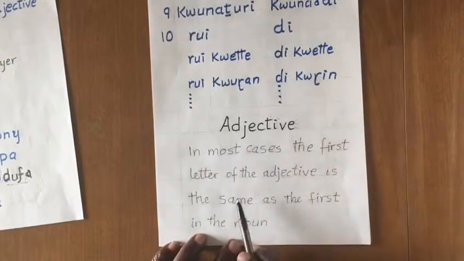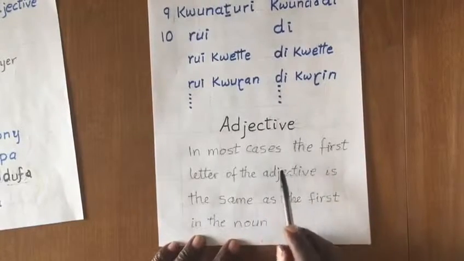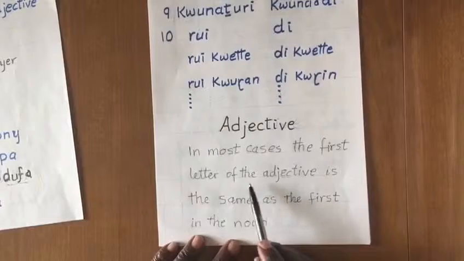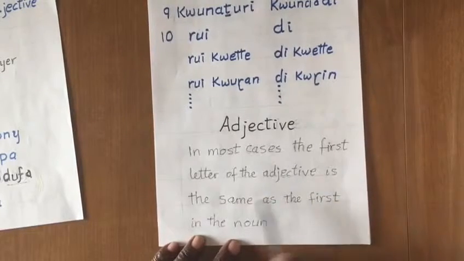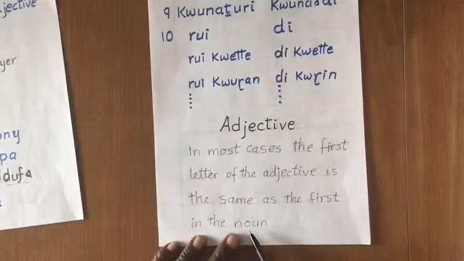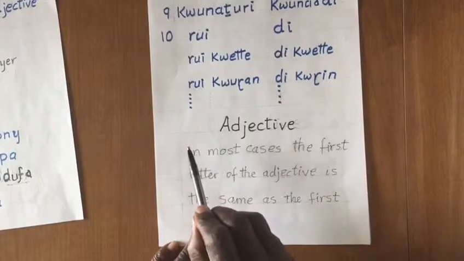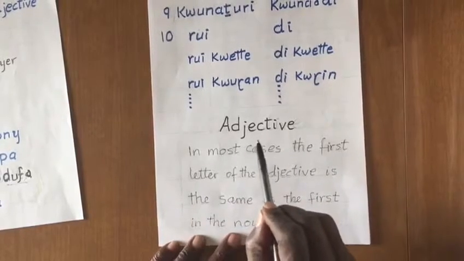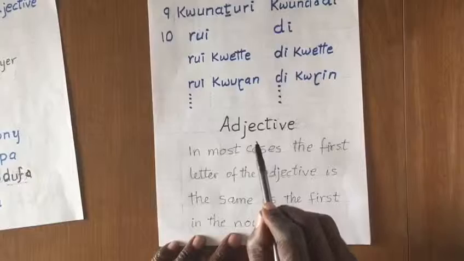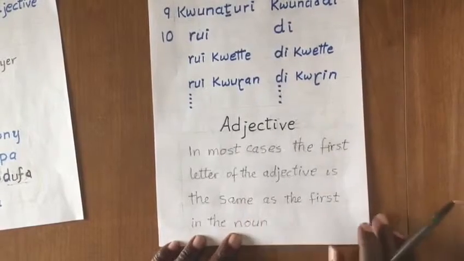The rule says, in most cases, the first letter of the adjective is the same as the first letter of the noun. Adjectives.